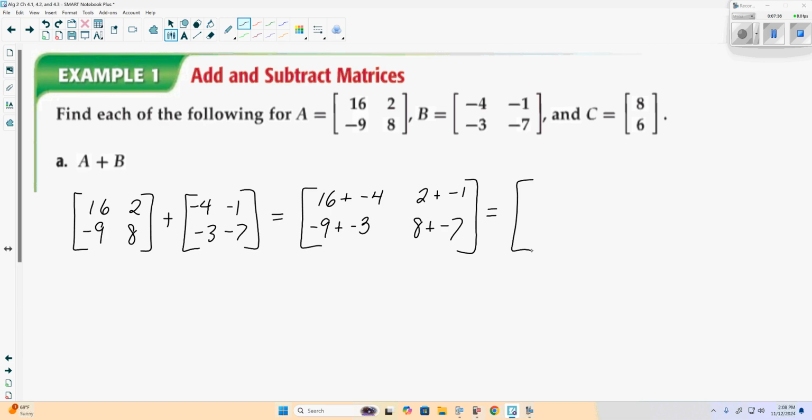And the last thing we need to do is actually add. 16 plus -4 is 12. 2 plus -1 is 1. -9 plus -3 is -12. And 8 plus -7 is 1. That's it.